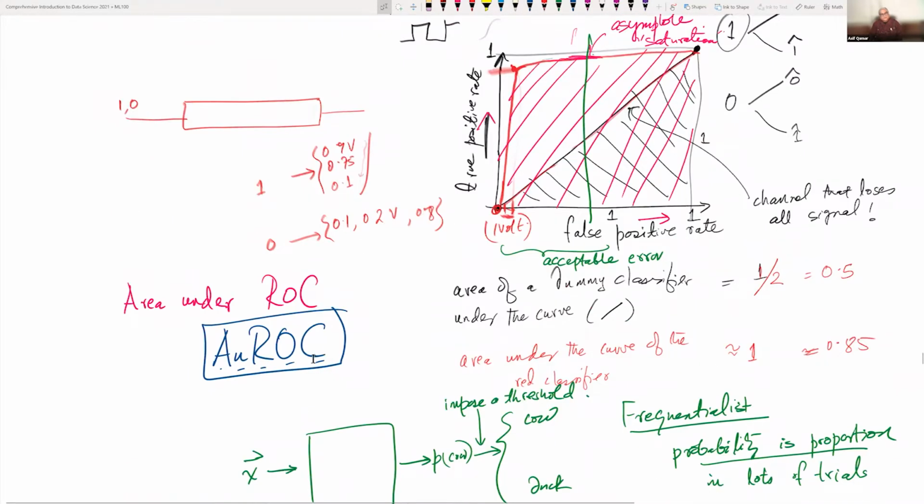And what we search for is the area under ROC. A bad classifier, a random dummy classifier, would show a linear behavior. You increase false positive rate, you increase true positive rate, because it's making random guesses. But a good classifier will be able to achieve a pretty high true positive rate at the expense of a very tiny false positive rate.